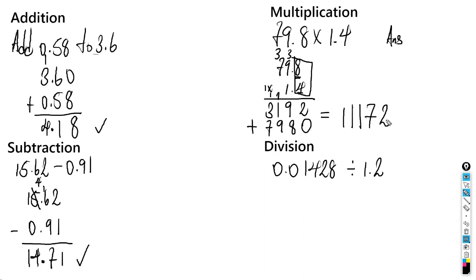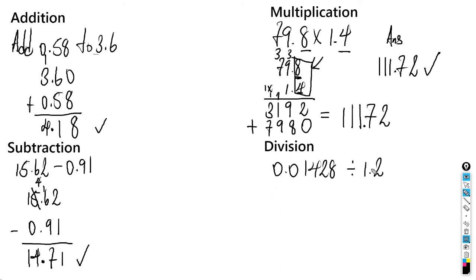well, 11172. And in order to find the 2 decimal places, we look at the 2 numbers after the points here, the 8 and the 4. So we're going to get 111.72 as the answer. So the answer is 111.72. All right. Okay, so let's move on now to division.